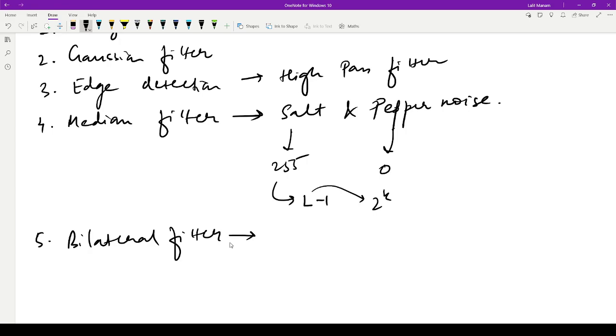Why bilateral? What is bi in that? What are the two things out there? It reduces the noise, at the same time it preserves the edges. Yes, that's the property, but what does it do? It considers geometric closeness as well as photometric similarities.